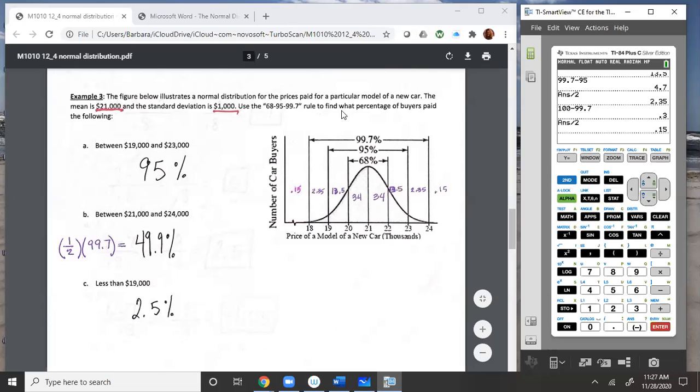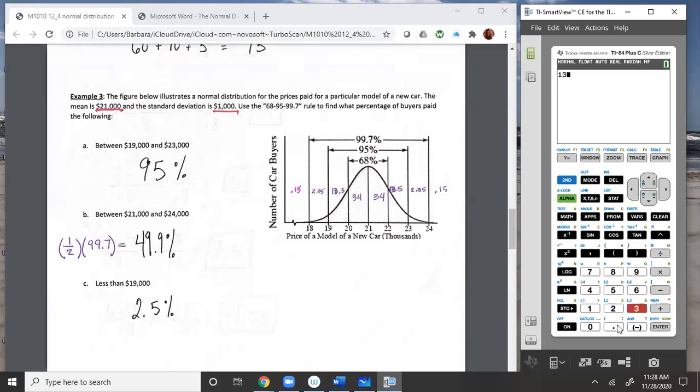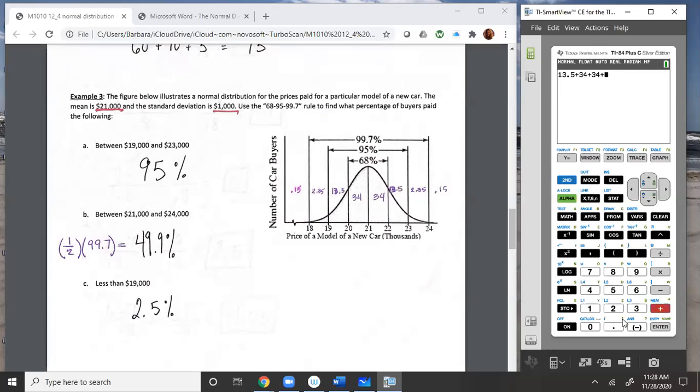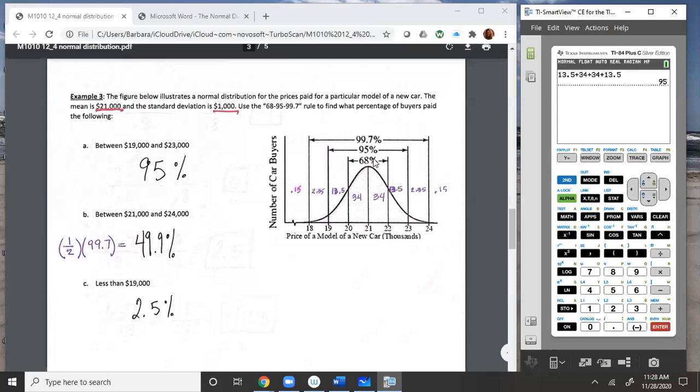Use the rule to find what percentage of buyers paid between 19,000 and 23,000. So I'm looking at this number 19 and going up to 23. The regions are 13.5. Go ahead and put this on our calculator. 13.5 plus 34 plus 34 plus 13.5. And that's equal to 95.